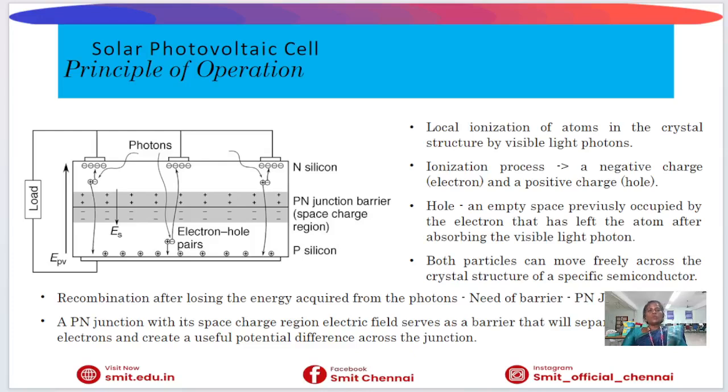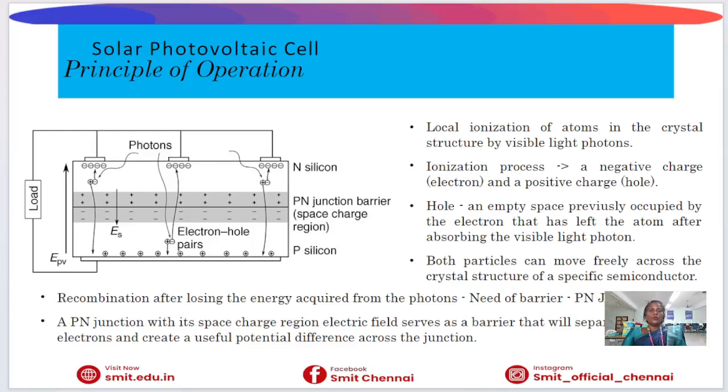The operation of a solar cell is based on the photovoltaic effect. When sunlight strikes the semiconductor material, photons transfer energy to atoms in the crystal structure. This causes ionization, generating free electrons and holes. A hole is the empty space left behind when an electron gains energy and moves away. These electrons and holes can move freely within the semiconductor material. However, if they recombine, the generated energy is lost.